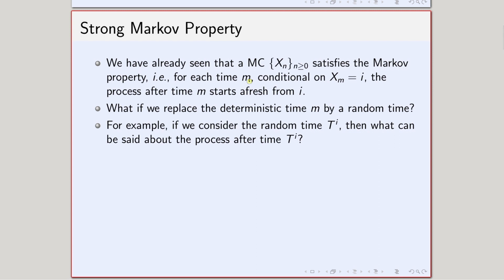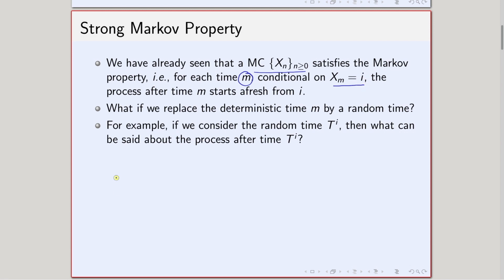Okay. So, just recall that the Markov property was as follows: if I have a Markov chain Xn, if I have some fixed time m and I condition that at the time m the state is i, then after the time m the Markov chain is starting afresh from the state i.